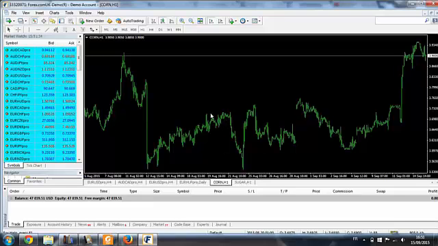Just keep it simple. Price action trading is to follow trends until they reverse their direction from an uptrend to a downtrend and vice versa.